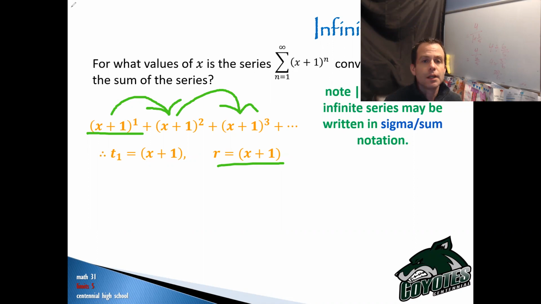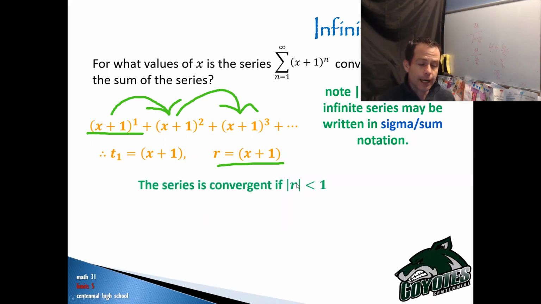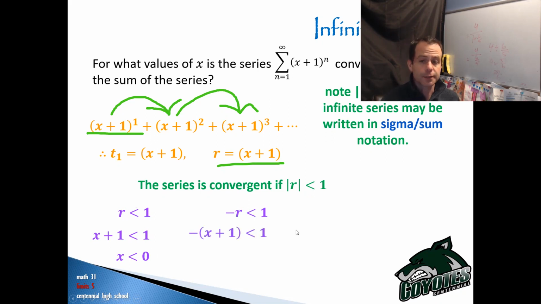Now, if I want it to be convergent, the absolute value of r has to be less than 1. So either r is less than 1, and if that was the case, x + 1 is less than 1, which means x has to be less than 0, because I just replaced r with x + 1. Or because it's absolute value, negative r could be less than 1, which means negative (x + 1) could be less than 1.